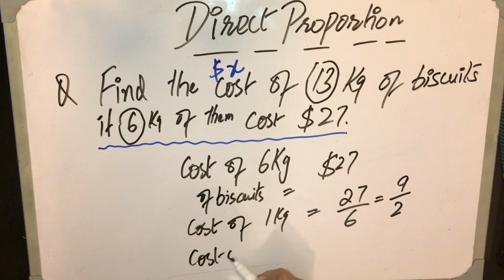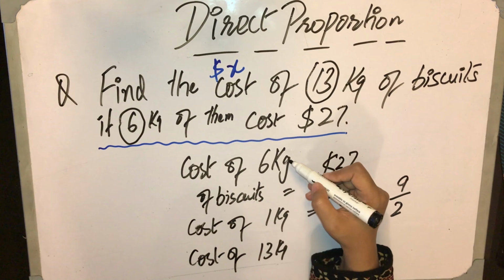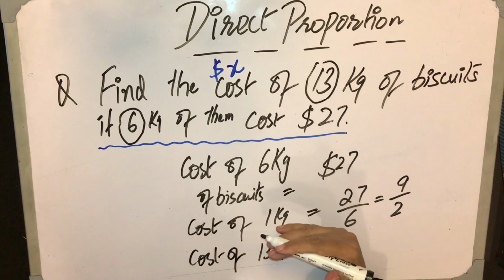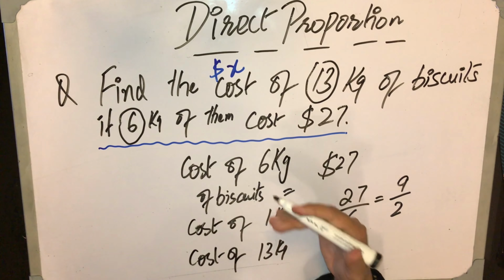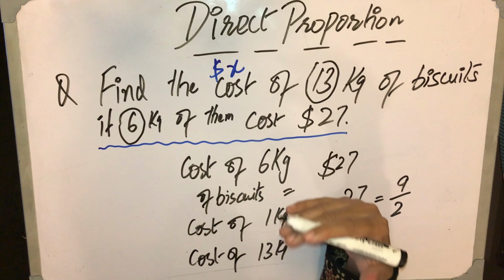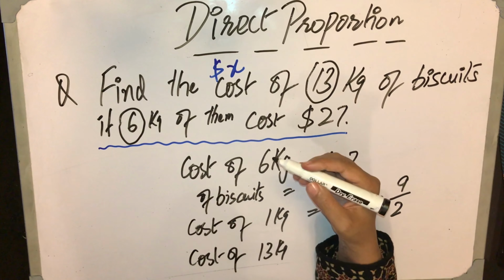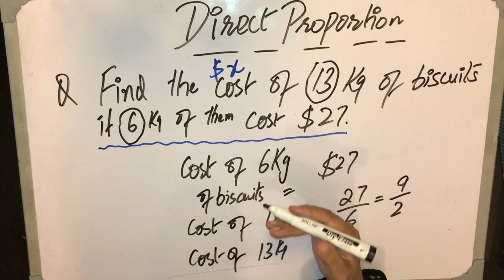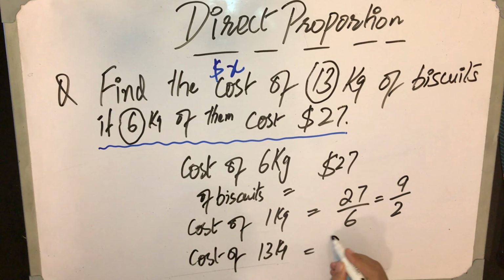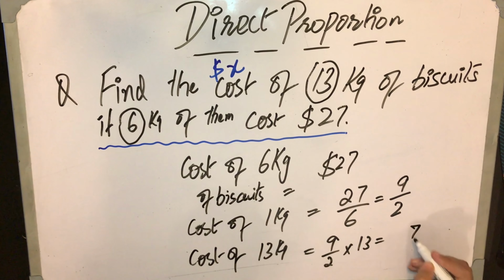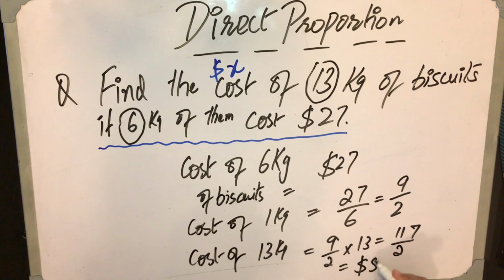Cost of, now I shall write here, 13 kg. I started with more, 6 kg. I came to 1, unitary, and now I am going again to more. When I came to 1 from more, I divided, and now when I am going from 1 to more, I am going to multiply this 9 over 2 with 13. Again 117 over 2, and the same answer.